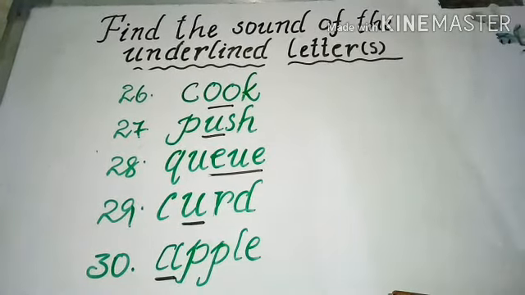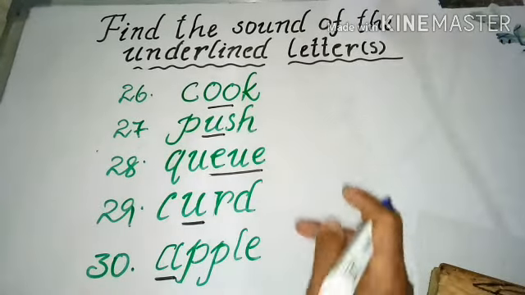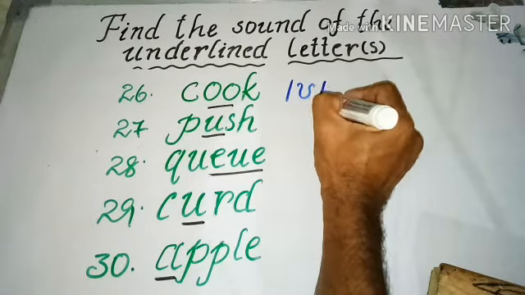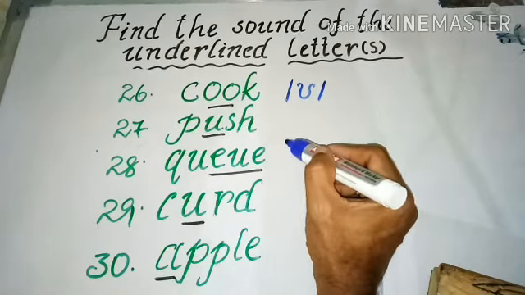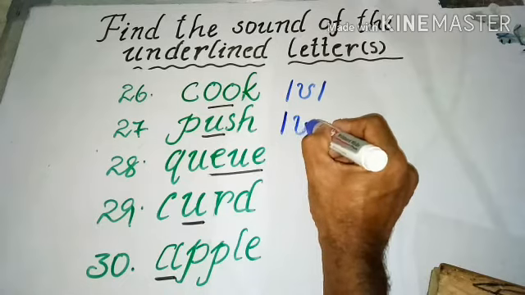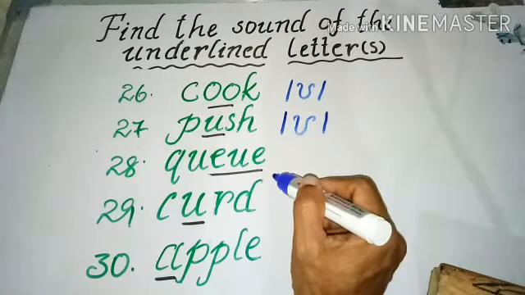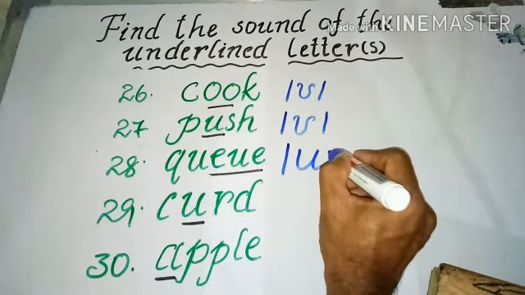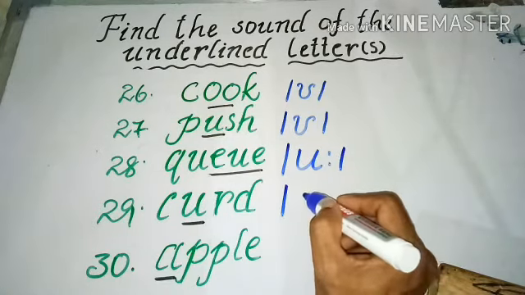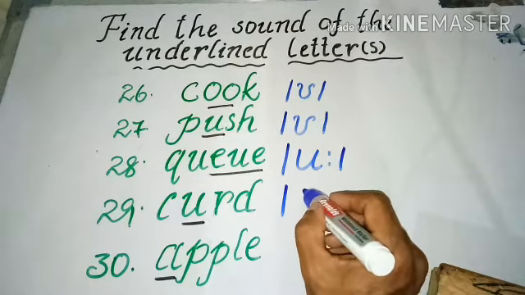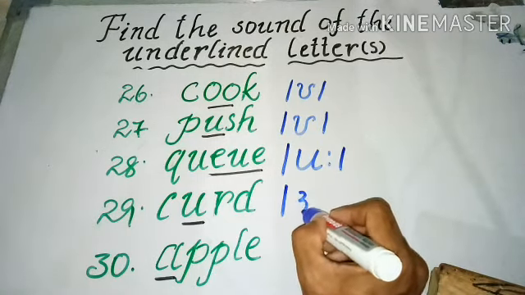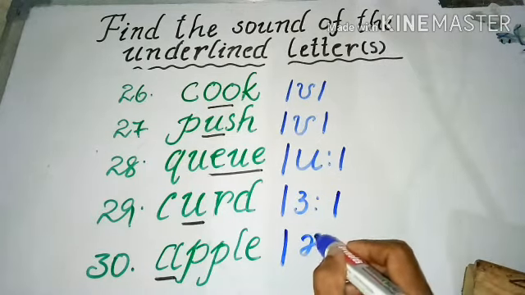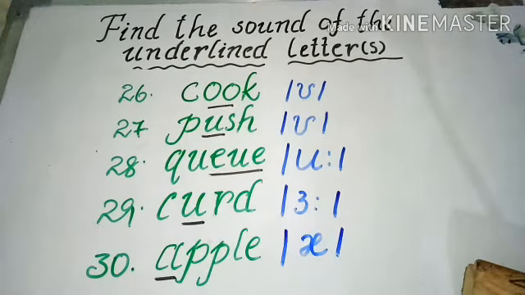Now let us trace out the sounds of these letters. C-O-O-K, cook. Short U, cook. Push, this is also short U. Queue, Q, this is long U. Curd, the sound is suppressed, that one is long also. Curd. Apple, A sound. So these are all the sounds which are produced by the underlined letters.